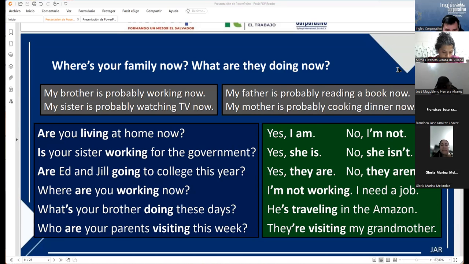It says, where's your family now? What are they doing now? My brother is probably working now. My sister is probably watching TV now. My father is probably reading a book now. My mother is probably cooking dinner now. That's what they are doing. What's your family doing? What are they doing? It's a question.